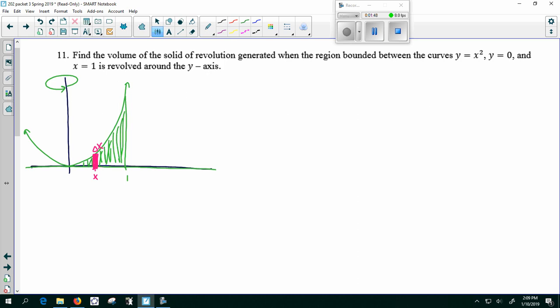So what I'm going to do is imagine taking this little pink rectangle. It's got a little bit of thickness, delta x. Rotate it around the y-axis, and you're going to create a cylinder with a very small thickness. So I'm going to draw a picture of that cylinder. Kind of looks like a paper towel roll. Okay, so there's my cylinder. The height of that cylinder is x squared. It's the height of my pink rectangle from the picture to the left. And the thickness is delta x.